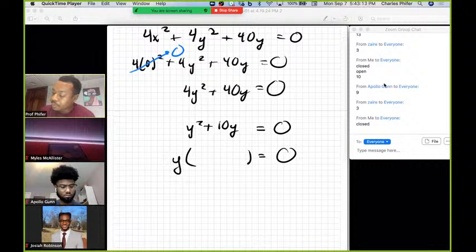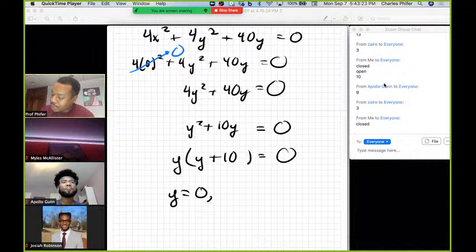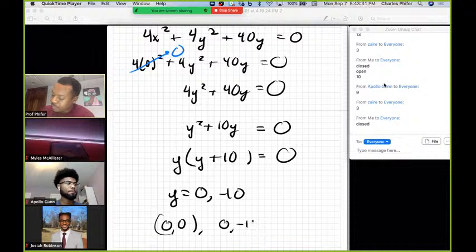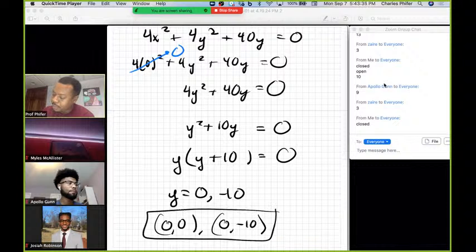Whatever, that's not a big deal. We're going to have what? Y plus 10. So then from here we get y equals, that's not a y. We get y equals 0 and negative 10 as the y-intercepts. Okay. So we still get the origin as one of them. And the other one was 0, negative 10. Okay. We got our y-intercepts.